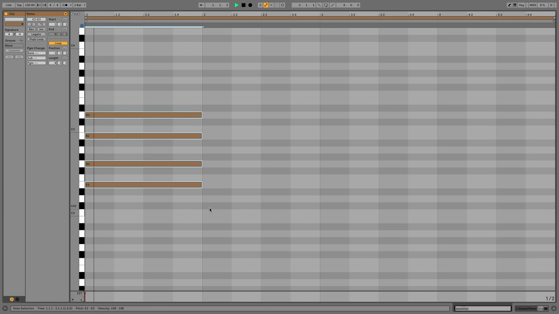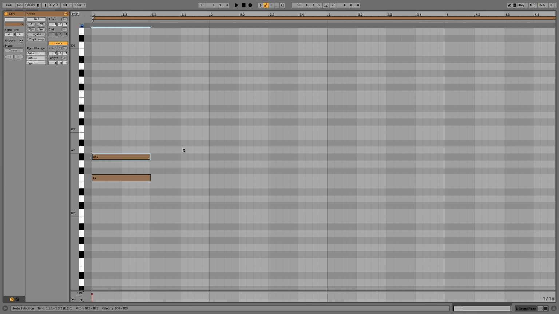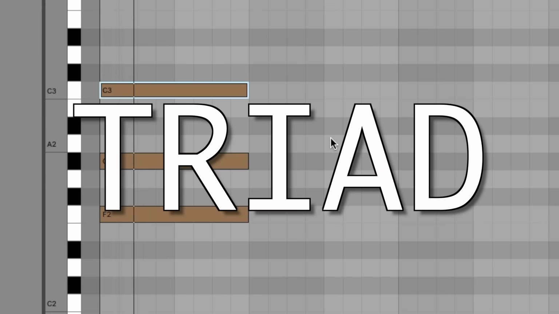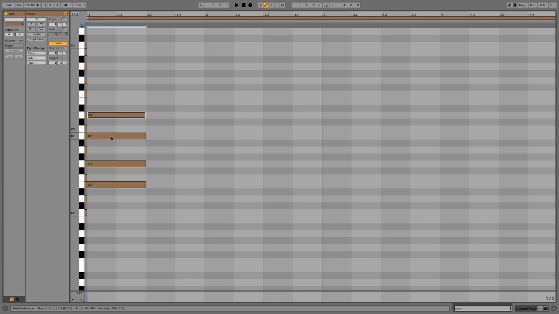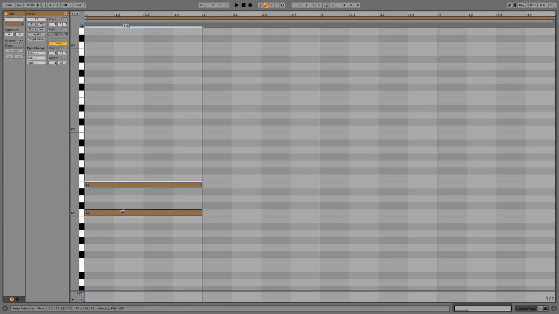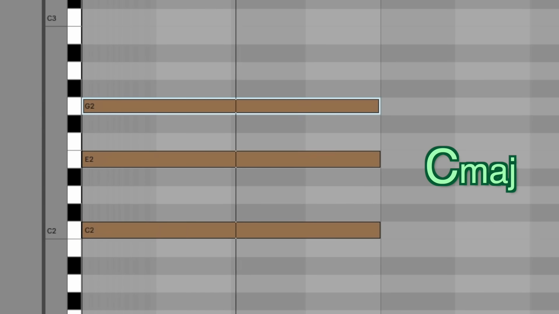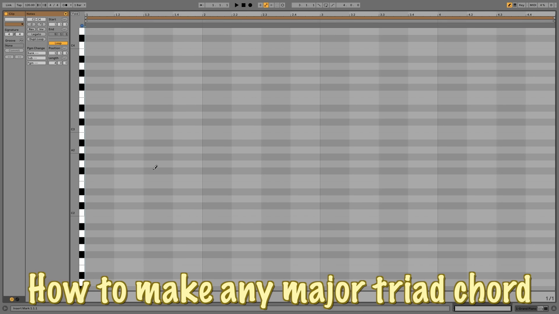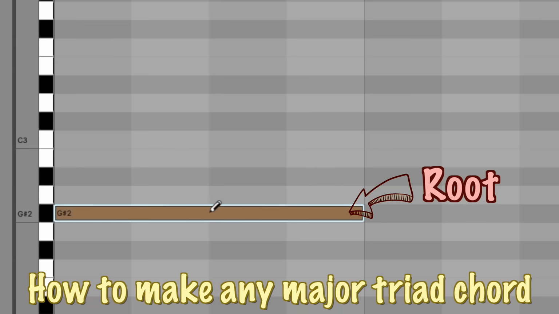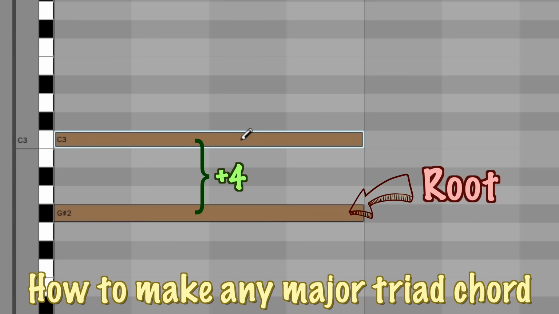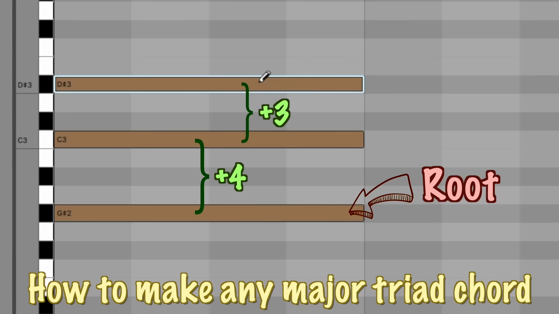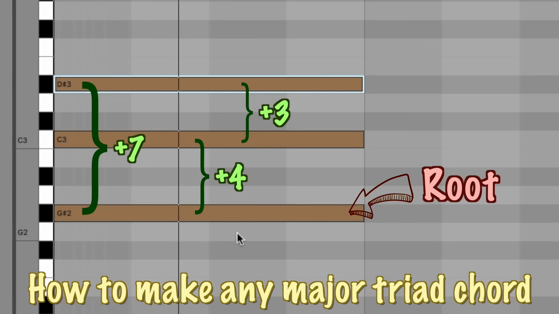Chords. Chords are multiple notes played in harmony at the same time. The most common type of chord consists of 3 notes and therefore is called a triad. A chord is named after its root note and its quality. For example, this is a C major chord. An easy way to remember how to make major chords is to pick your root note and draw in another note 4 semitones above that. And then finally, one more 3 semitones above that note, or a total of 7 above your root.